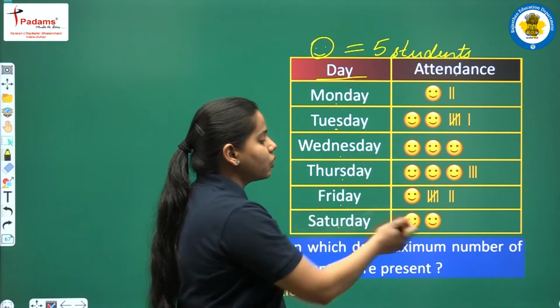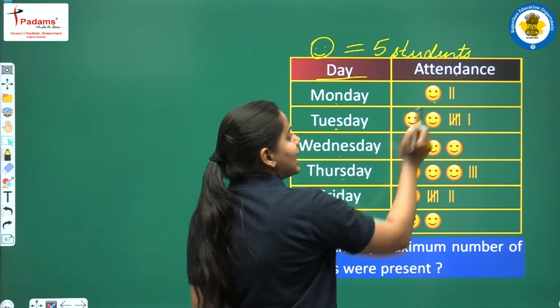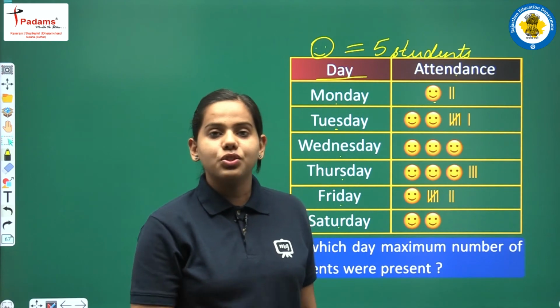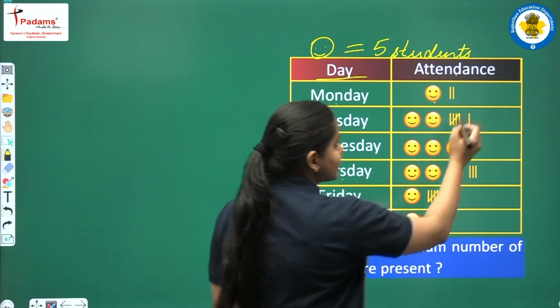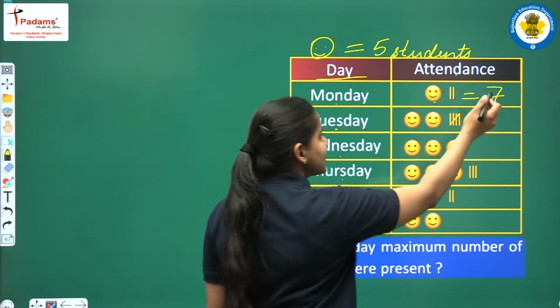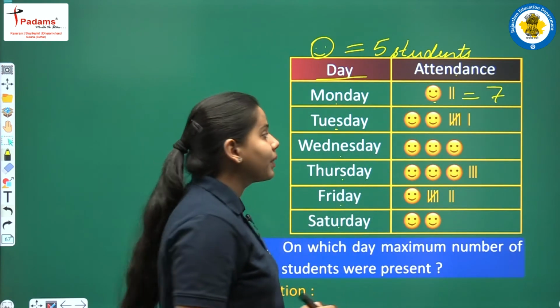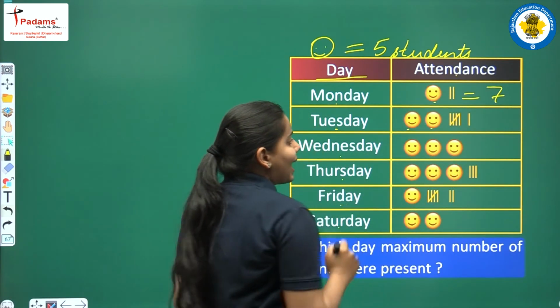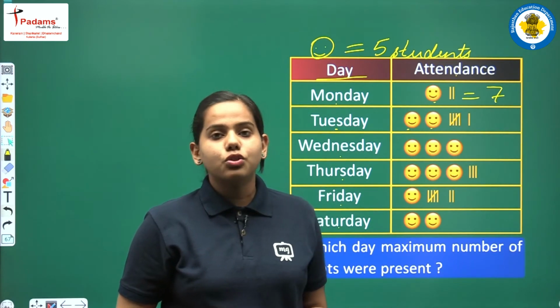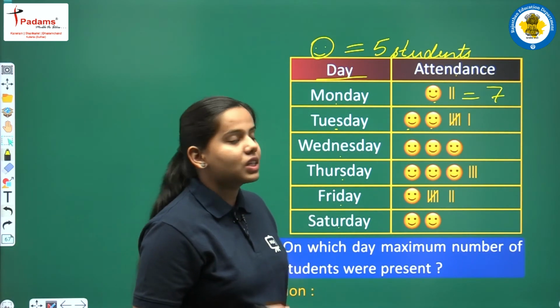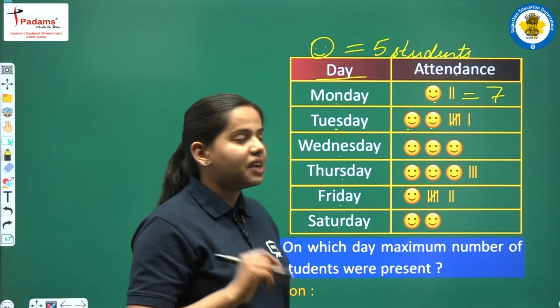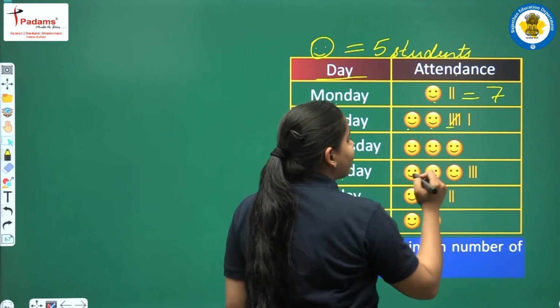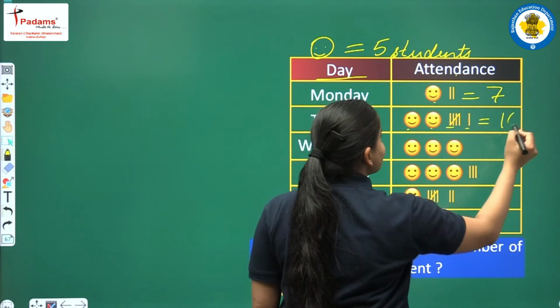So let us find out the number here. This smiley is equals to 5. Then 5 plus 2 as tally mark, we will get here 7. That means on Monday 7 students were present. Then Tuesday, 2 smileys we have, 1 smiley is equals to 5, then 2 smileys will be equals to 10 because 5 plus 5 is 10. Then 10 plus 5 is 15, 15 plus 1 is 16.